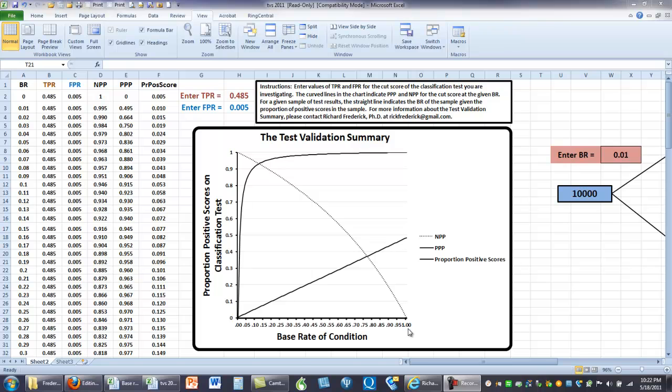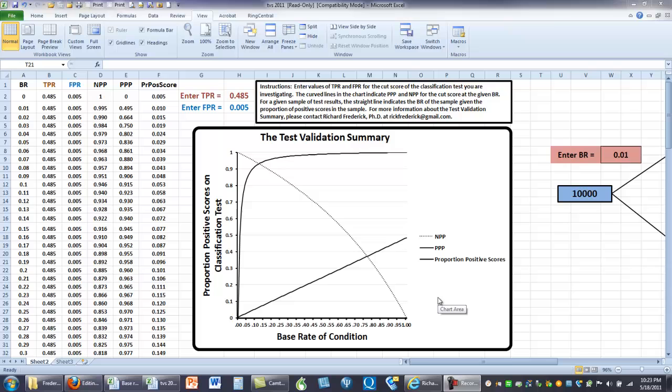Down here we see the base rate of the condition. When the base rate is 0, essentially we have nobody with the condition. Any positive test scores seen when the base rate is 0 are by definition false positives. We hope that this value is low. Over here we see the base rate is 1, which means everybody has the condition, and every positive test score seen here will be a true positive, which we hope is high.